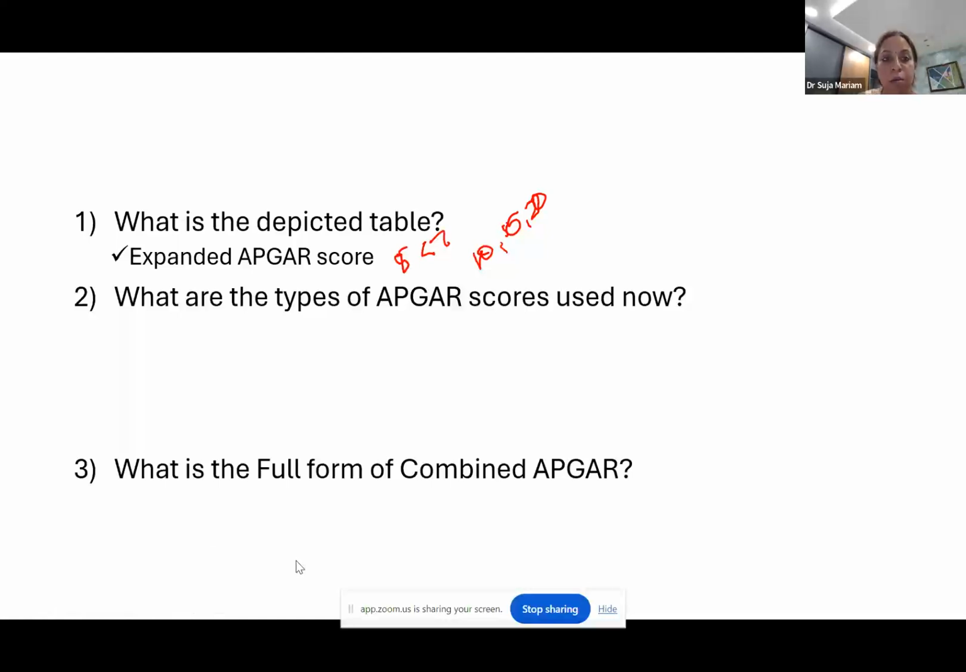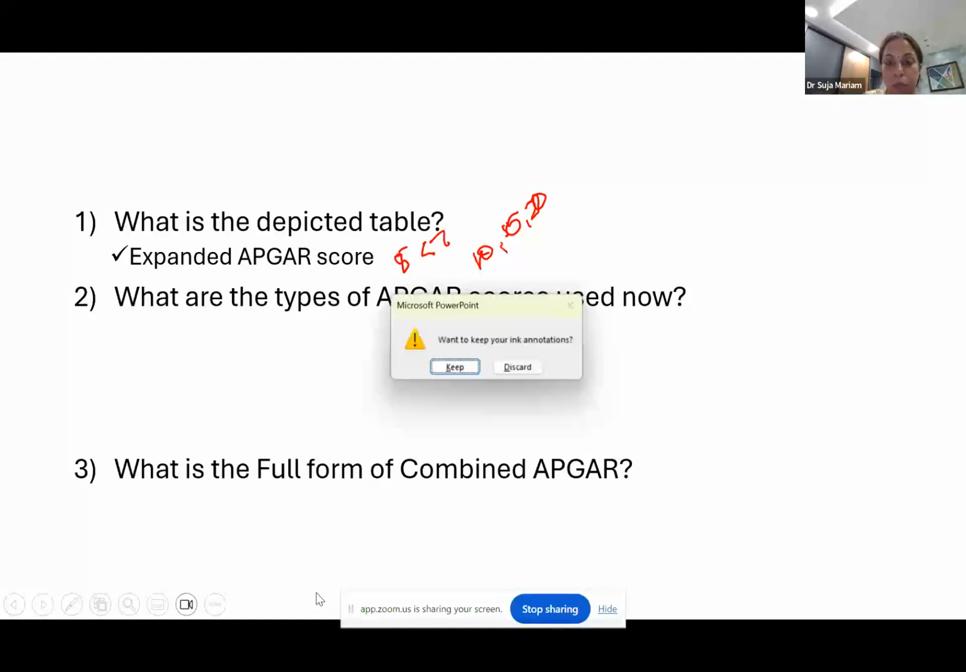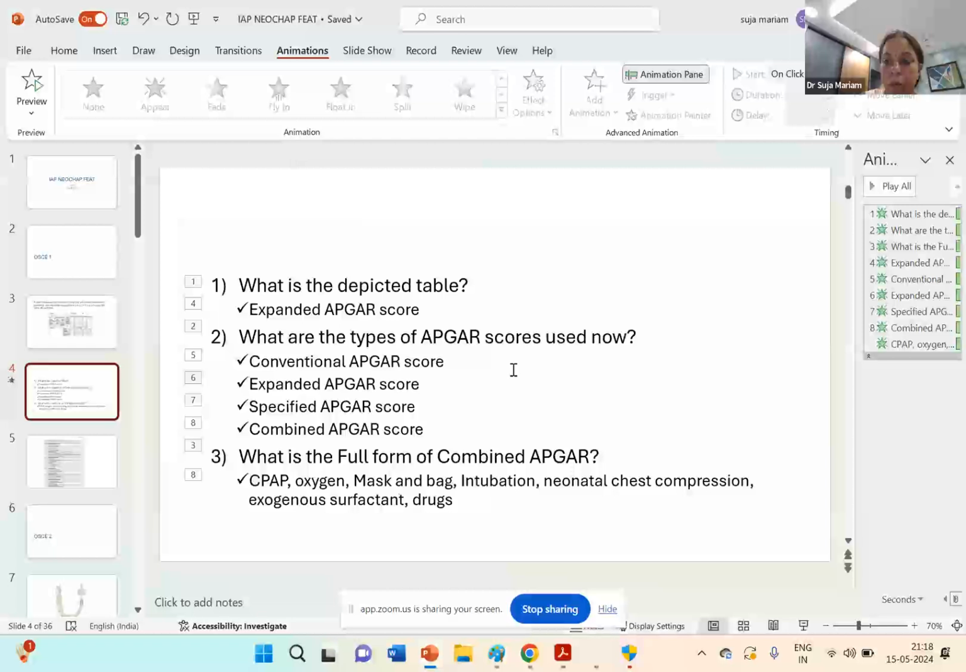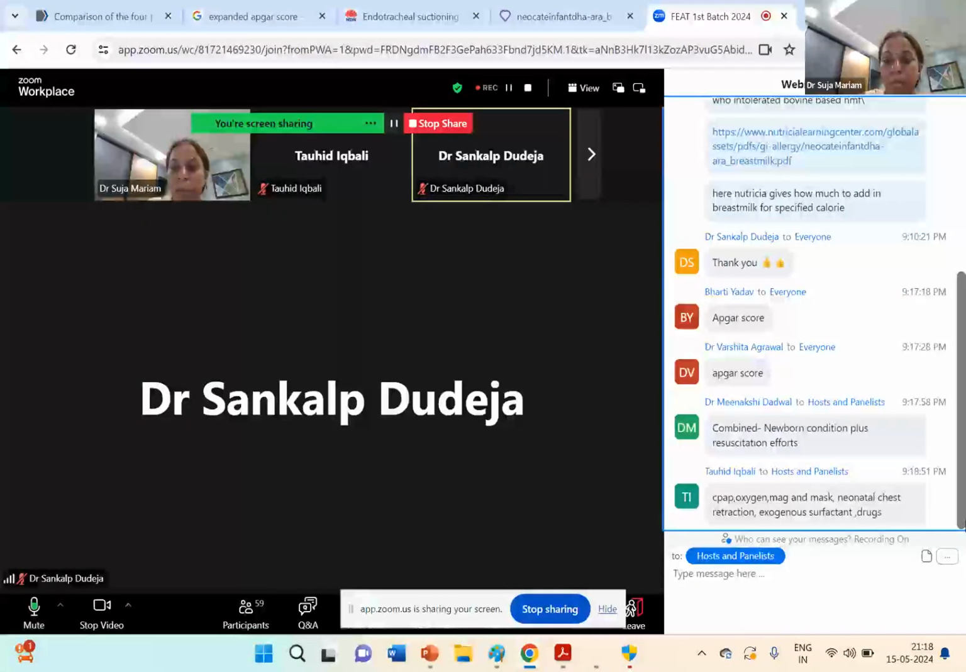You can unmute yourself and give the answers also if you're interested. So somebody has given the full form of combined Apgar score. So we'll go on to it.